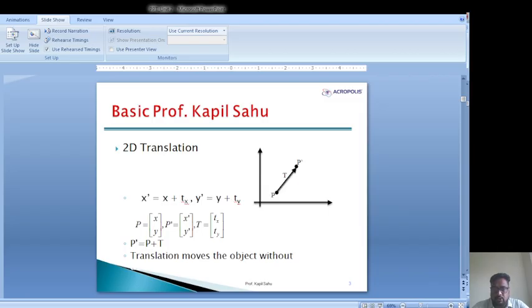Matrix form means we will divide the equation into the matrix representation, where T is the translation matrix that includes the 2 by 1 matrix tx ty. Other one is the new coordinate matrix P dash that includes the new coordinates that we will get after the translation. And P is the old coordinate matrix, the original or basic coordinates before the translation. So the equation will be P dash is equal to P plus T, that is the matrix equation for the 2D translation.